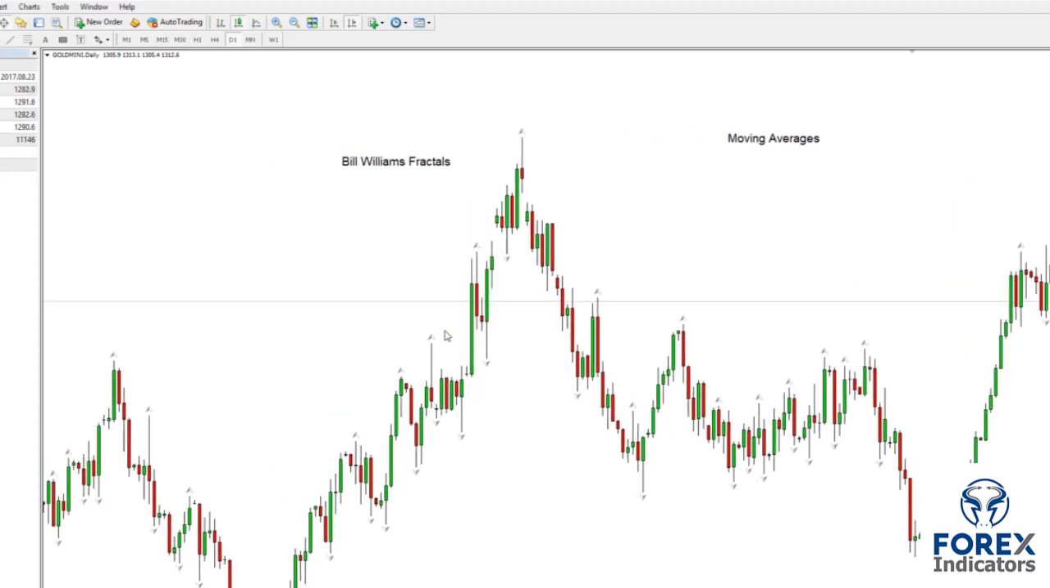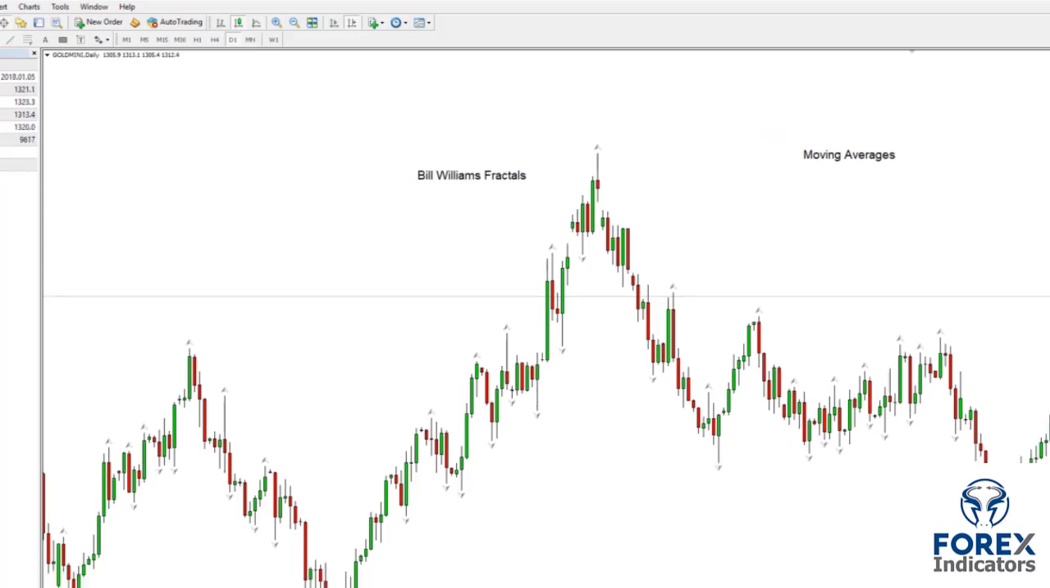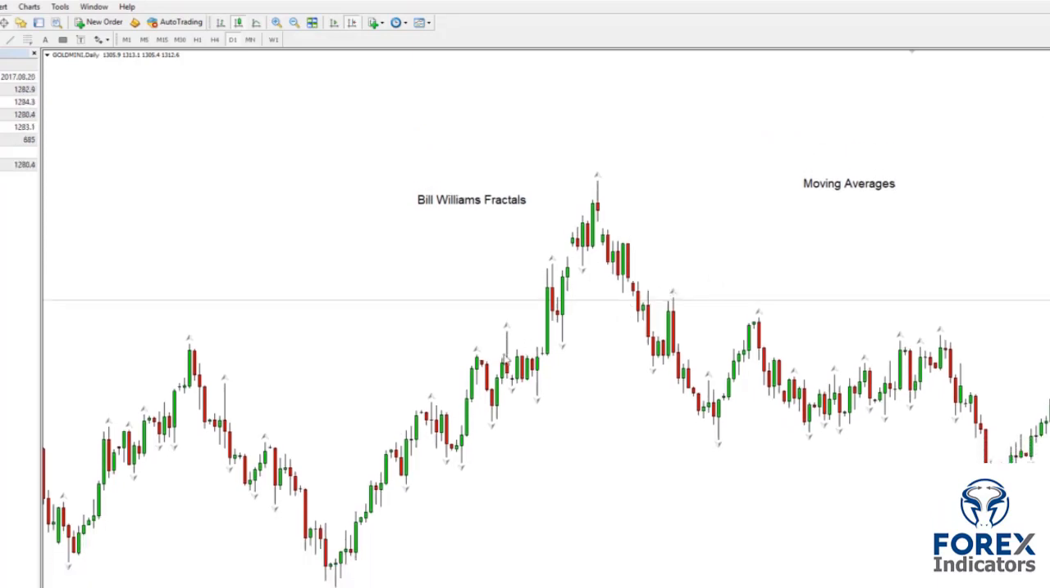Now what this is doing, if you think back to the support and resistance video that we did, is basically picking out the swings for you. So you can see the triangle at the top here.